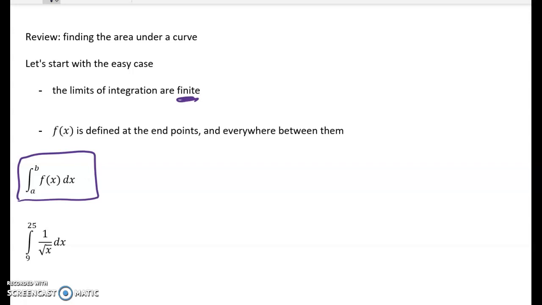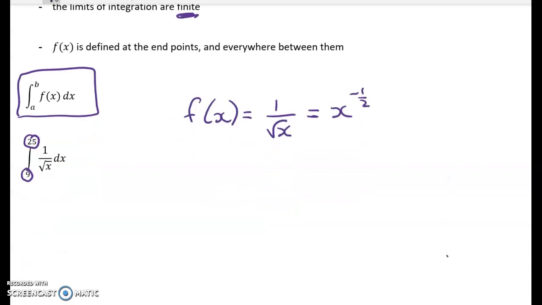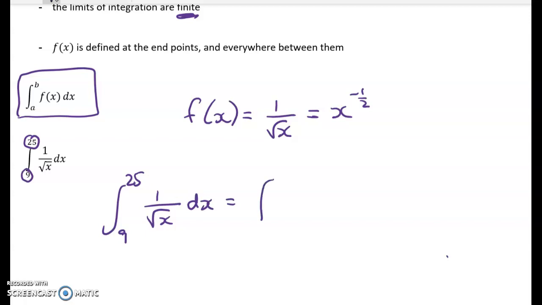So the example I'm going to work with in most of this video is the function 1 over root x. And it's often useful to write that as x to the negative a half. Okay, we're going to find the area under that curve between x equals 25 and x equals 9. So let's do that now. So you should pause the video and do this yourself, and then check that you've got the same steps as me. The first thing I'm going to do is rewrite it as x to the negative a half.